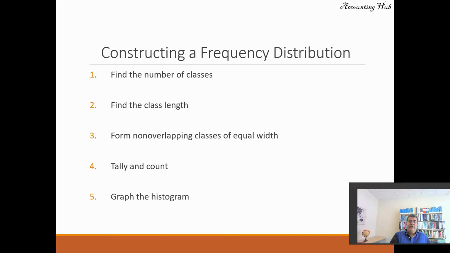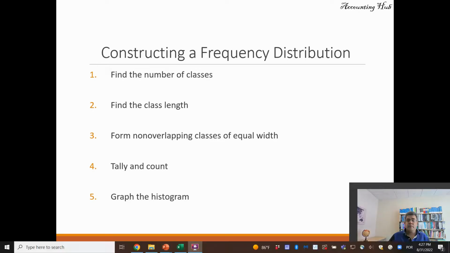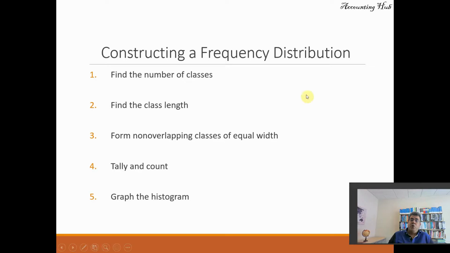So, 5 steps to construct a frequency distribution. The first one, find the number of classes. 2, find the class length. 3, form non-overlapping classes of equal width. 4th, tally and count. 5th, graph the histogram.